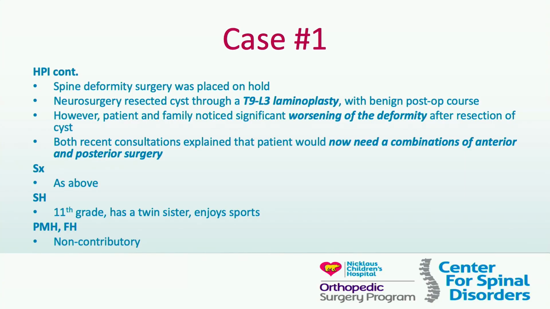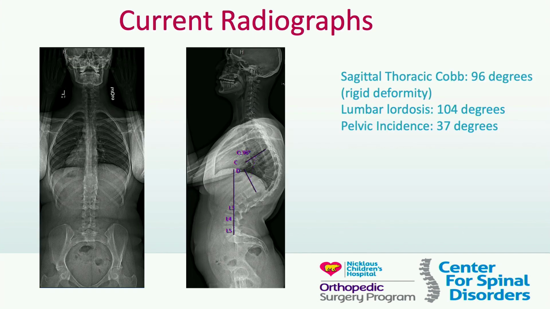She is an 11th grader, and she's a twin. They both enjoyed sports. And the idea of going through a posterior surgery was bad enough. Then she had this other diagnosis. Now they're telling her that she'll need both an anterior and posterior surgery on top of that, which was a little disappointing to her and the family.